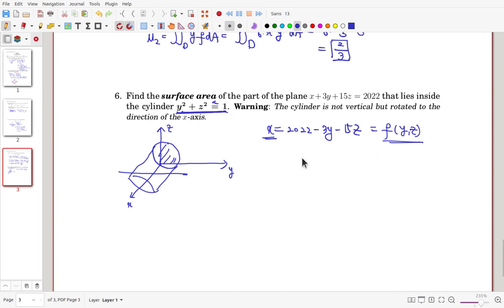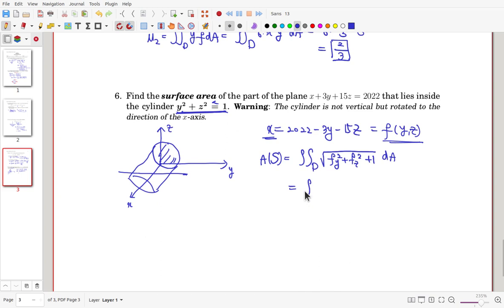Okay, so the formula for surface area is given in this way. The surface area is the integral over D of the square root of, when we consider the function z is f of x y, f sub x squared plus f sub y squared plus 1, right? Now, the function is a function of y and z, so f sub y squared plus f sub z squared plus 1 dA. That's the formula of surface area.